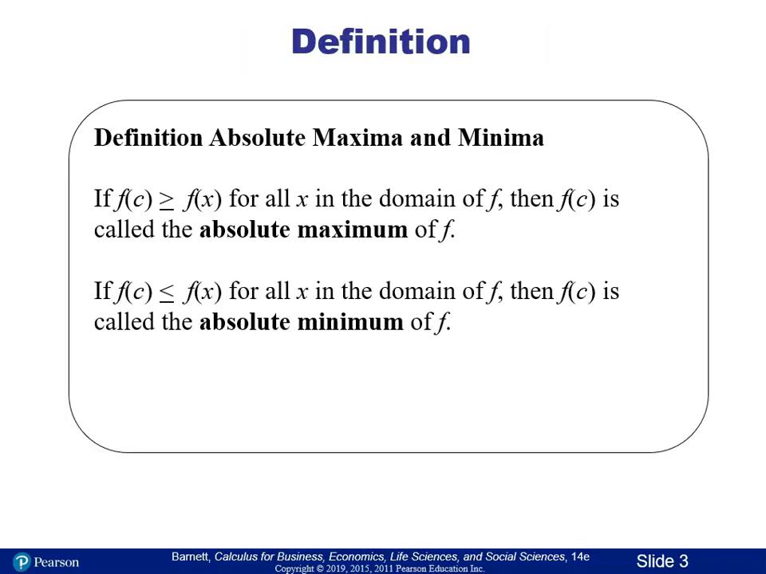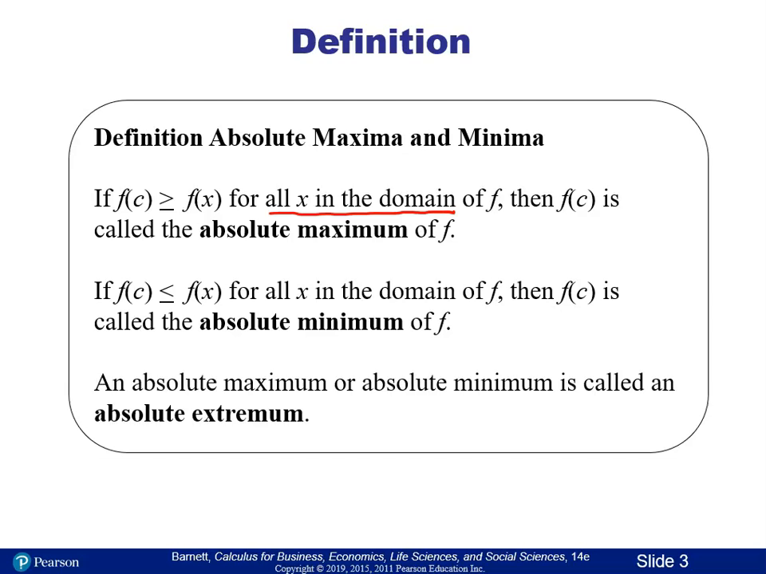Okay, so very similar definition, except here we're going to say it's for all x in the domain. So instead of for just an interval around the point, it's going to be for the entire domain, for it to be an absolute maximum or an absolute minimum. And again, these are called absolute extrema if it includes both absolute maximums and absolute minimums.